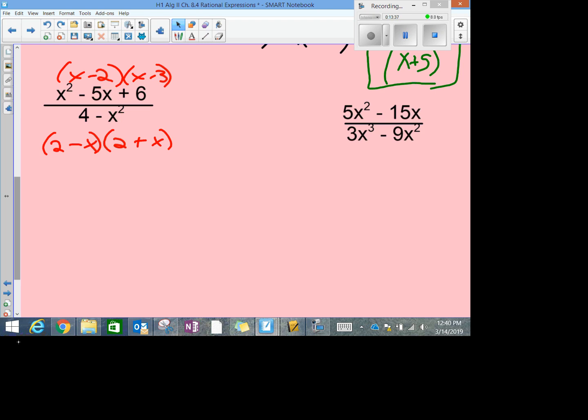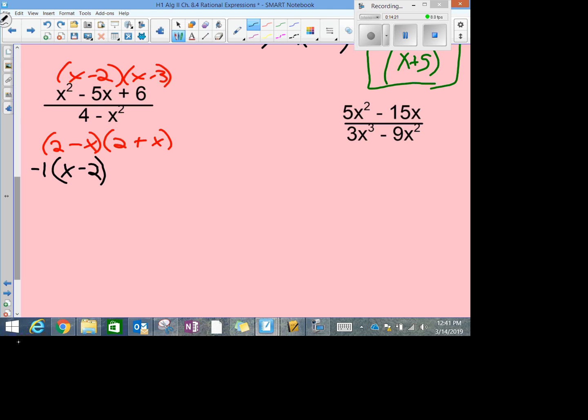So what can we do to 2 minus x to change the sign of everything inside? Multiply by negative 1. But we don't want to add anything into this expression. So what we're actually going to do is take out a GCF of negative 1, so it stays in the problem. If we take out a GCF of negative 1, then the 2 becomes a negative 2, and the negative x becomes positive.